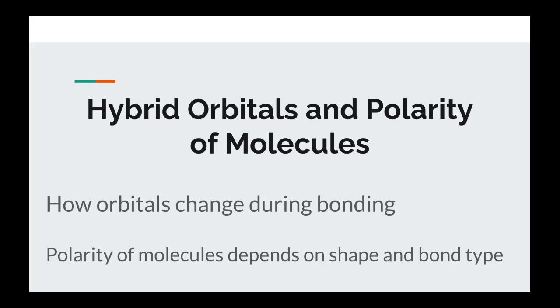We have learned already how to identify if a bond is polar. In other words, if the electrons that make up the bond, the shared pair, are equally or unequally shared between the two atoms on either side of the bond. We also have learned how to predict the shapes of molecules. So one of the things we're going to do in this video is put together those two ideas and look at the overall polarity of a molecule.